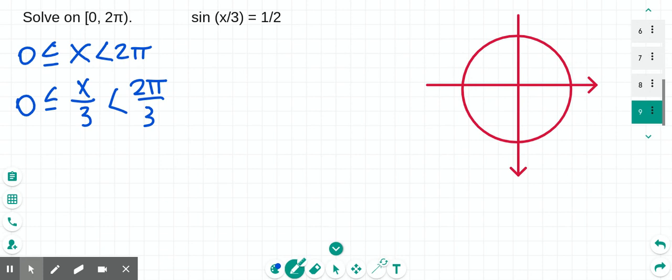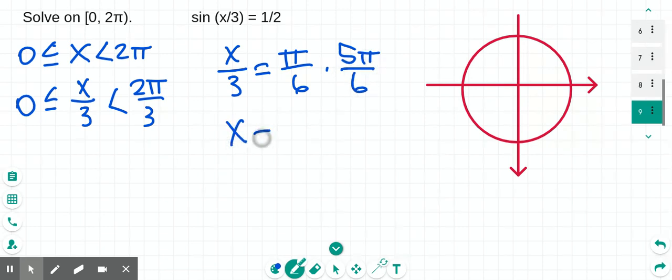Okay, so we're thinking about sine. So here we have x over 3 equals 1/2. So think about, where does sine equal a half? Sine is equal to a half at pi over 6. And sine is equal to a half in quadrant 2 at 5 pi over 6, right? So now, to get rid of this, because I'm trying to solve for x, if I multiply by 3, we get pi over 2. And if I multiply this by 3, we get 5 pi over 2.